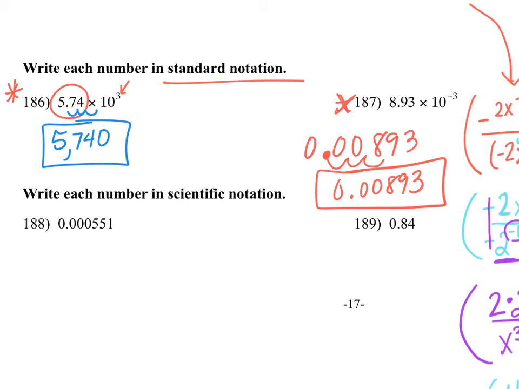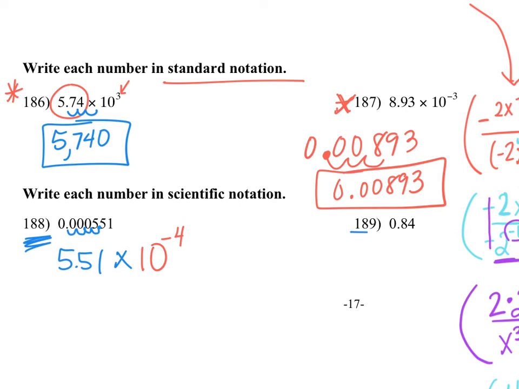Let's try a few more. Number 188, I'm going to move 1, 2, 1, 2, 3, 4. So 5.51. And did the number get bigger or smaller? It got smaller, so it's going to be 10 to the how many places? -4. Okay, and last but not least, let's try 189.